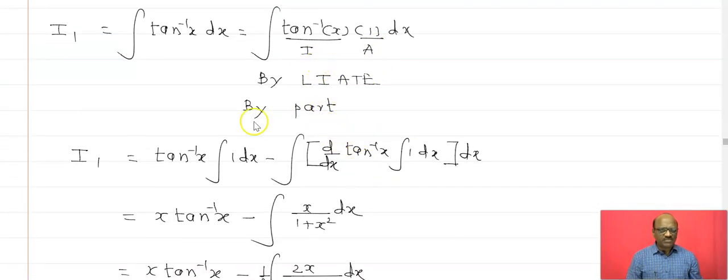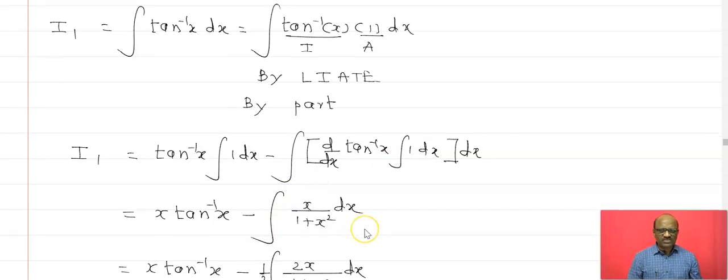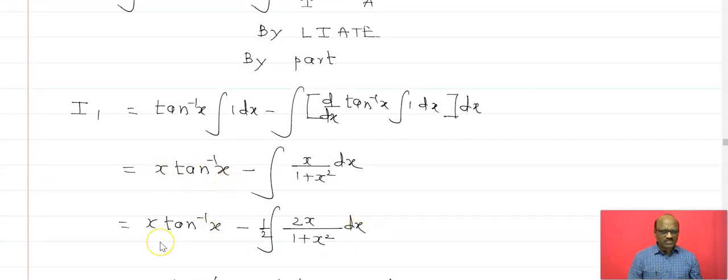Now by parts: the first function, tan inverse of x, into the integral of 1 dx, minus the integral of the derivative of the first function into the integral of the second function. Tan inverse of x, integral of 1 dx. What's the integral of 1 dx? It is x. So x tan inverse of x minus the integral of, what's the derivative of tan inverse of x? That is 1 upon 1 plus x square. Integral of 1 is x. That is the integral of x upon 1 plus x square into dx. Therefore, x tan inverse of x.